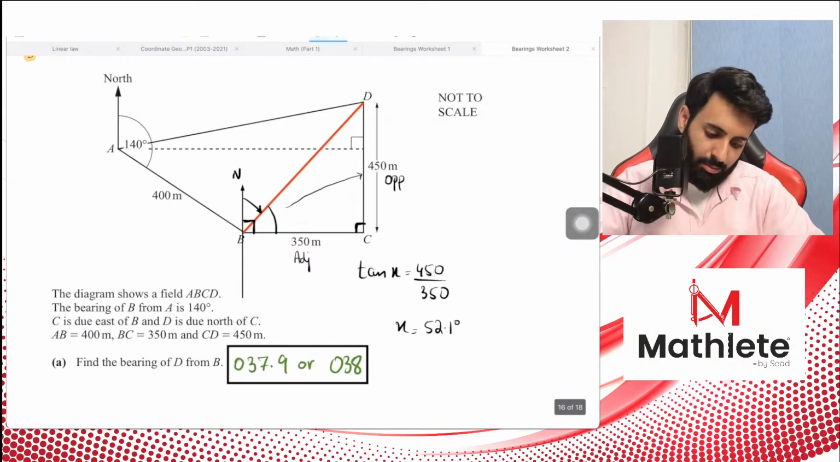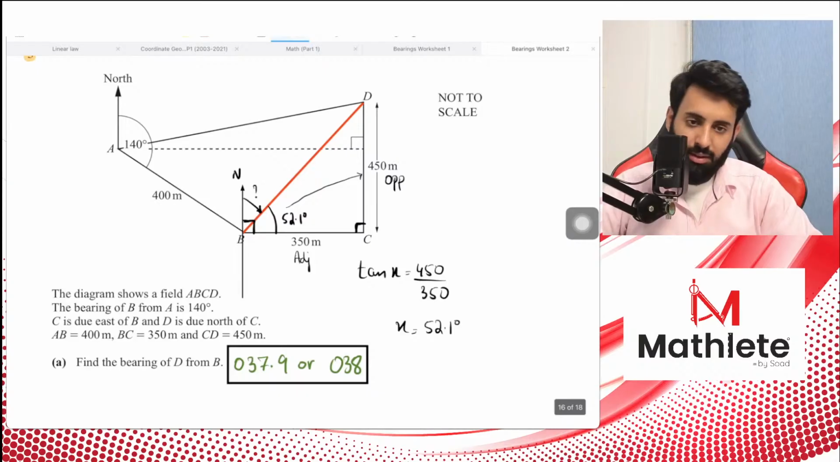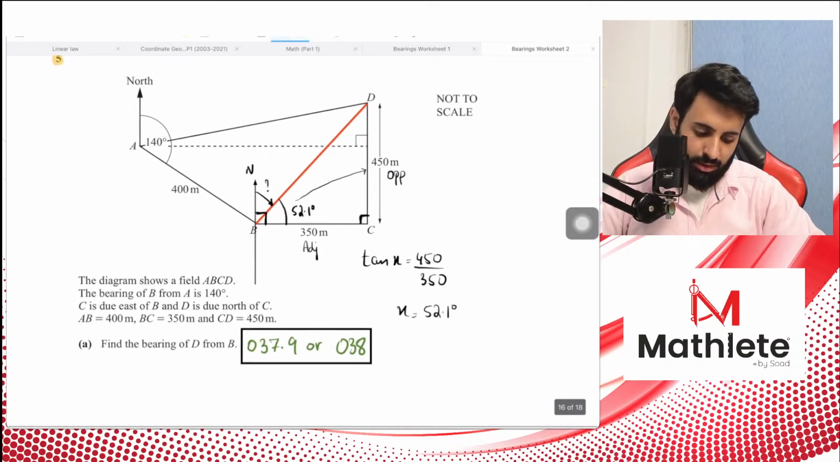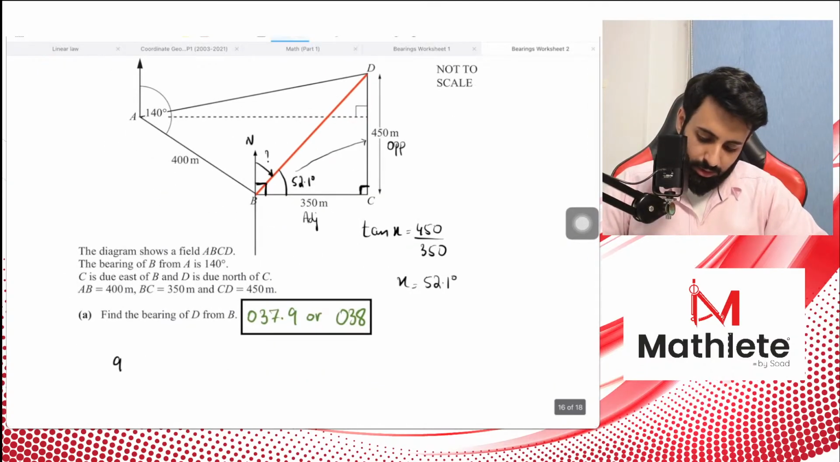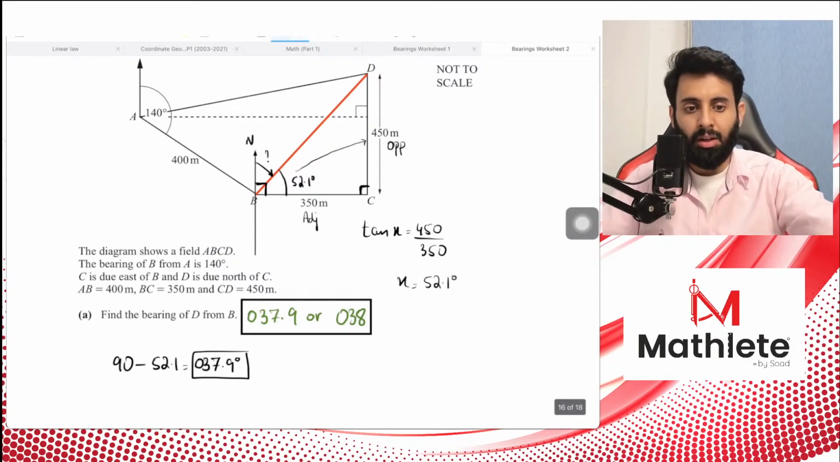So if this is 52.1, then we need to find out this angle. How do we find out this angle? For this angle, we do 90 minus 52.1, which is equal to 37.9 degrees. And we're not going to write it as 37.9. We're going to write it as 037.9.